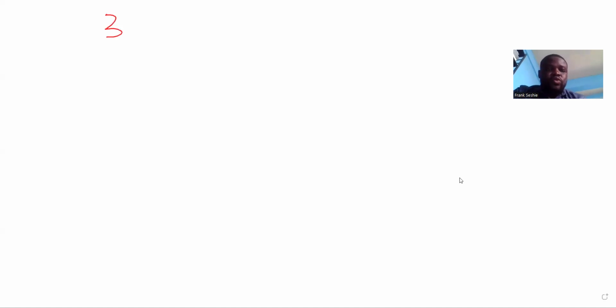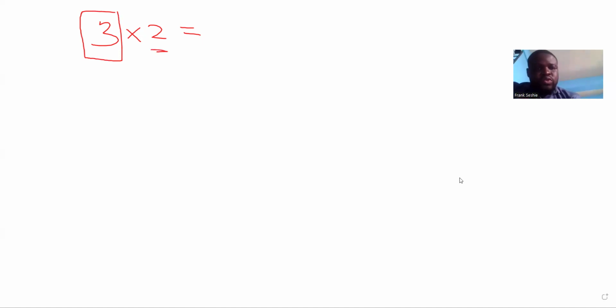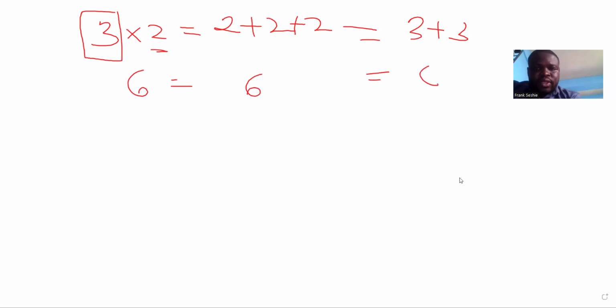First, we would have to comprehend that if you have 3 times 2, it can be seen as adding 3 groups of 2, so 2 plus 2 plus 2. Or it can be seen as adding 2 groups of 3, 3 plus 3. And this will produce 6, as well as 3 plus 3 will also produce 6. So either I see it as adding 2 groups of 3 or adding 3 groups of 2.